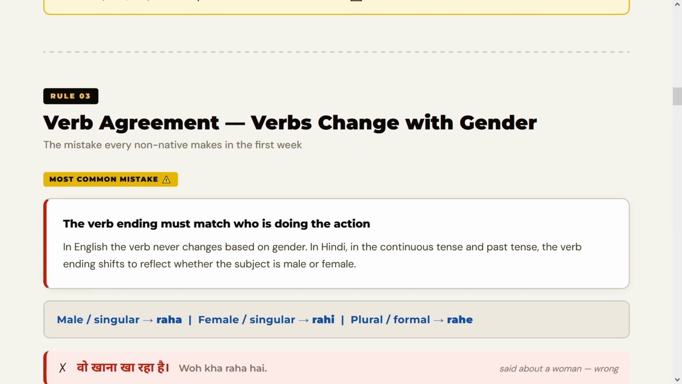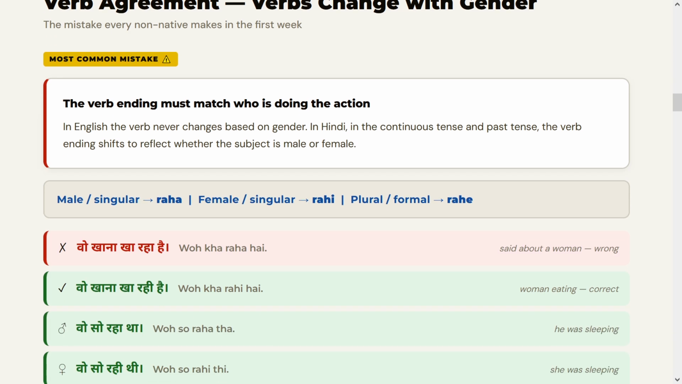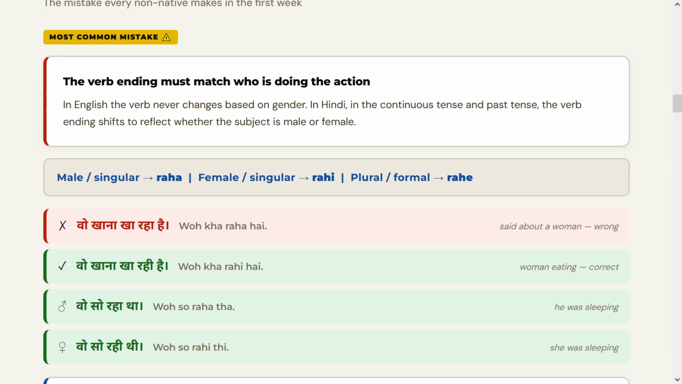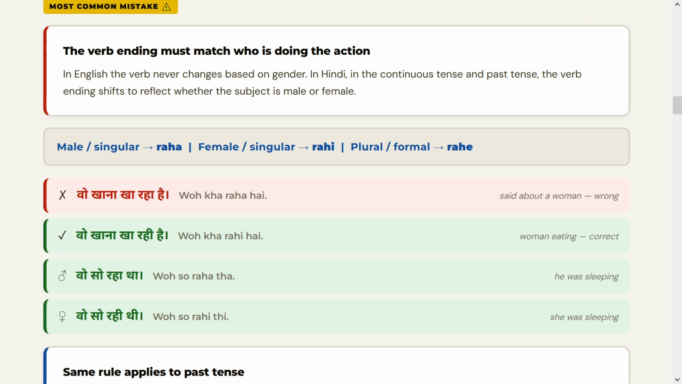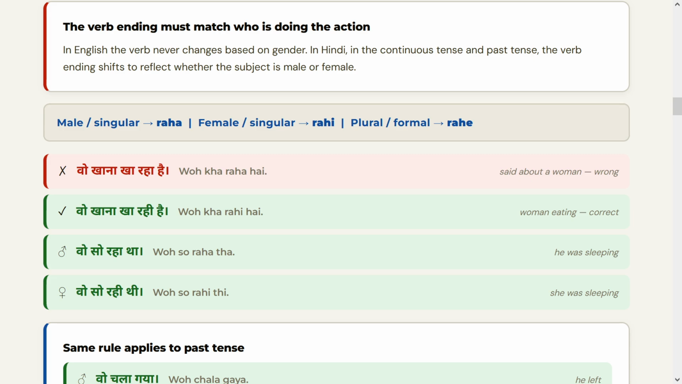Verbs mirror gender. This follows directly from rule 2. In English, verbs do not change based on who is doing the action. In terms of gender, he eats, she eats, same verb. In Hindi, the verb ending changes to reflect the gender of the subject in both the continuous and the past tense. The three forms you need for continuous tense: male singular raha, female singular rahi, plural or formal rahe.